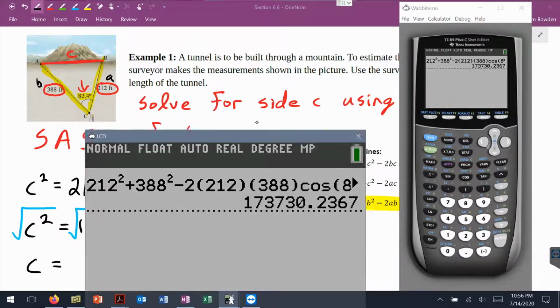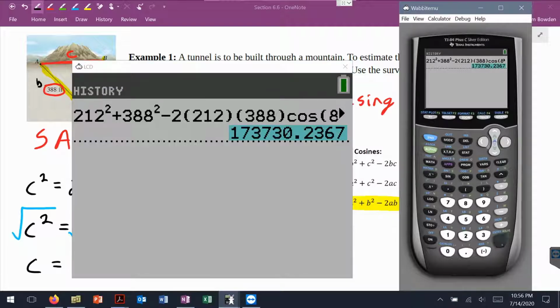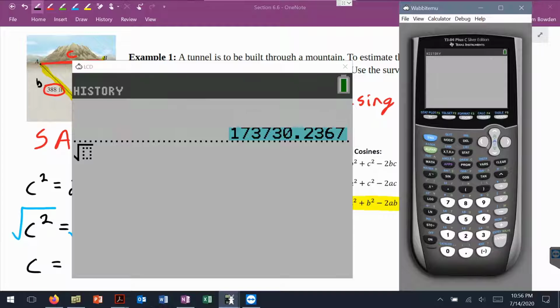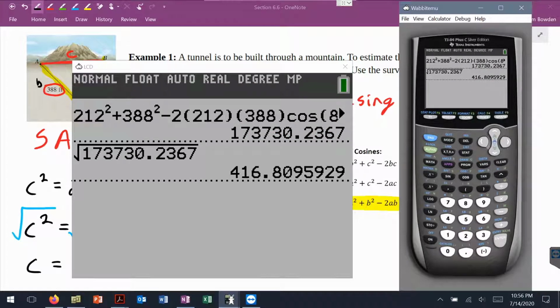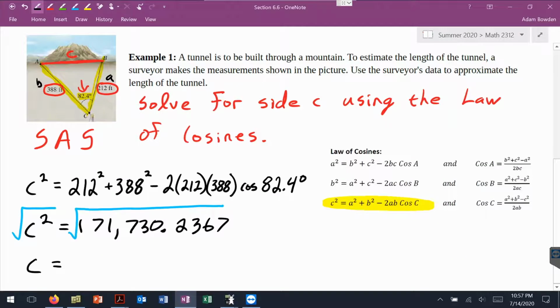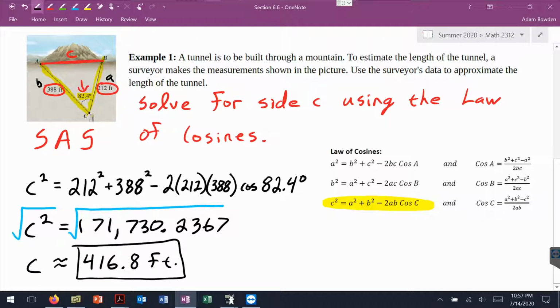So we can go back over here, take the square root, like so, and that's going to be approximately how much c is. We'll round that to the nearest tenth. C is going to be approximately 416.8, measuring the distance here in feet from one end of the mountain to the other end. And so basically the length of the tunnel would be this long.